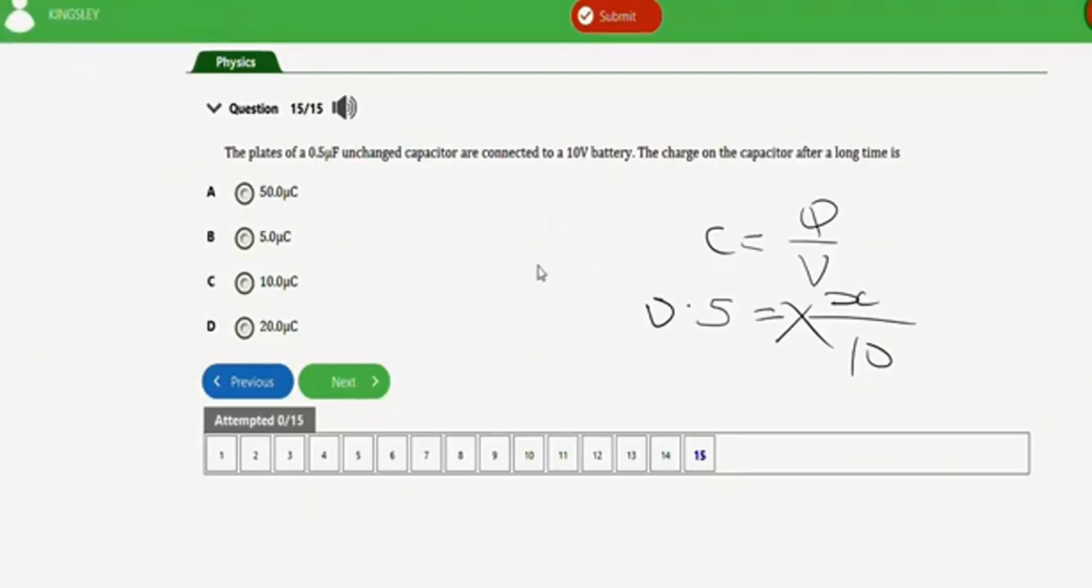Let's call it a video, guys. We experimented with 11 repeated questions under capacitance of the capacitor for physics. Hope you learned something interesting in the video.